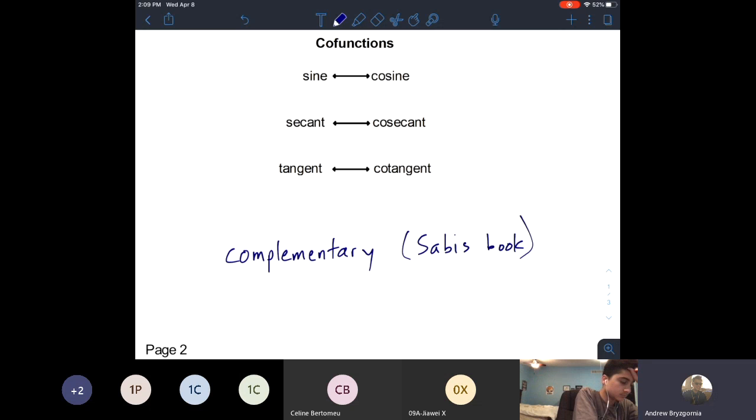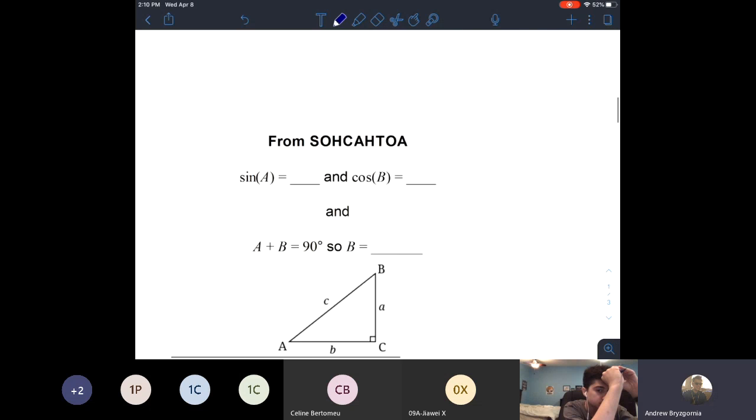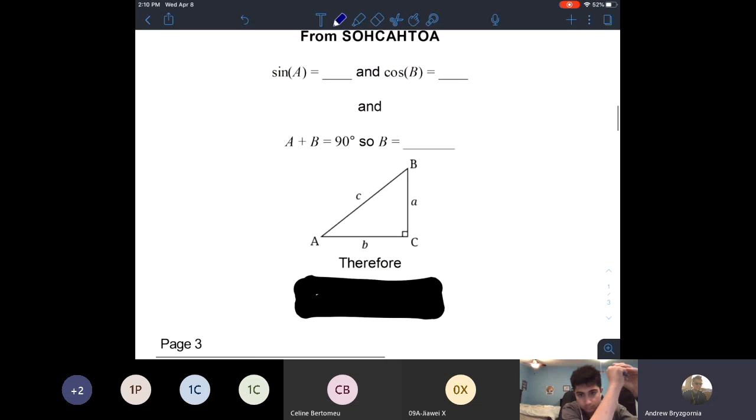So I'll give you just a little bit of time then. Okay. What I'm going to do now is I'm going to show you how all of these relate to each other, like what's the importance of their relationship. So like many of the other things that we're doing, we're going to use SOHCAHTOA and we're going to use a right triangle.